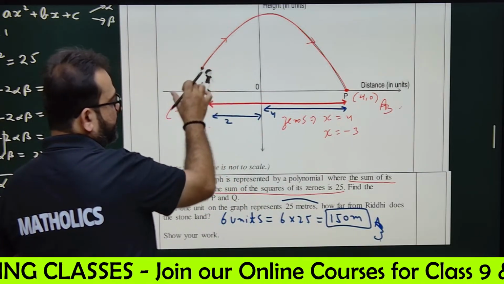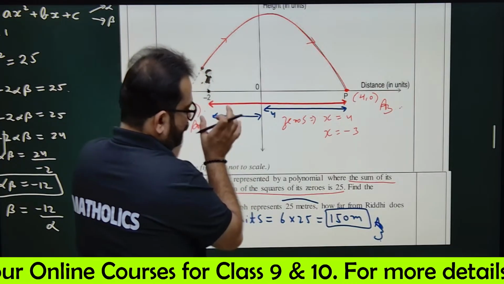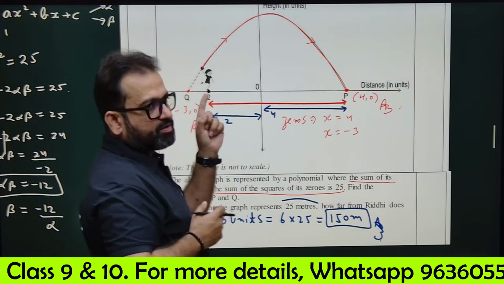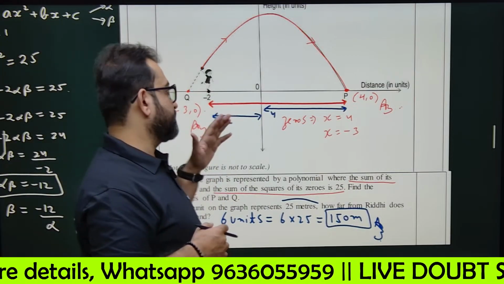See, Riddhi is here. Riddhi is not here. Riddhi is here at this point, minus 2. Distance is 2 units, although the coordinate is -2. You cannot take it -2. Distance you cannot take with sign. That's displacement, if in physics you must have learned.